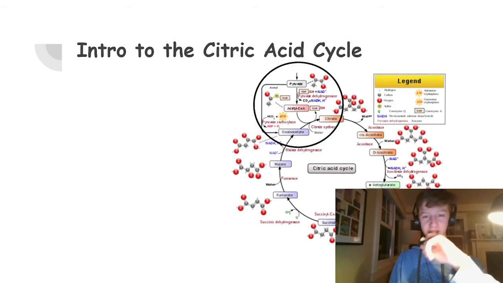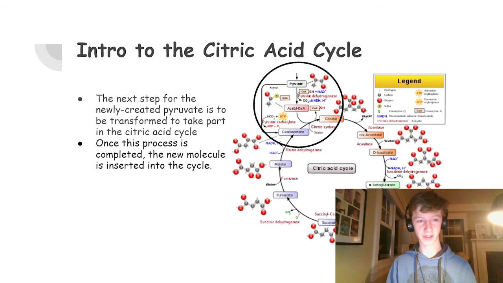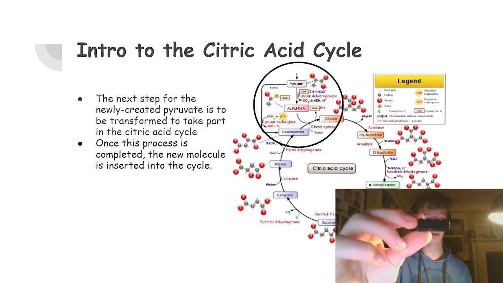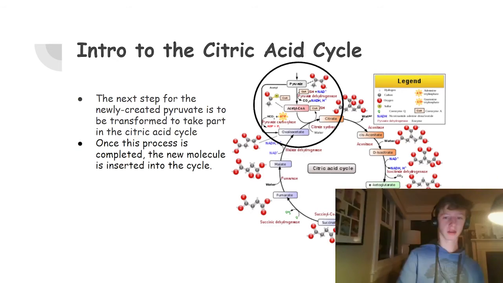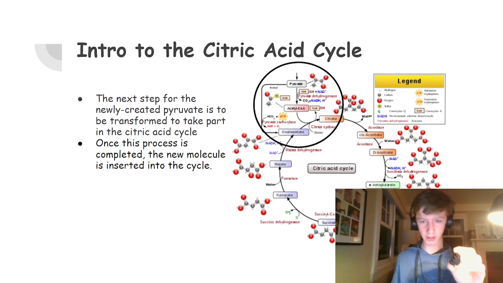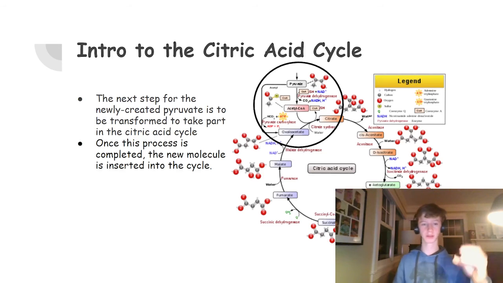And now, the intro to the citric acid cycle. The next step for the newly created pyruvate is to be transformed to take part in the citric acid cycle. And so for that, I have this handy visual aid. Everybody say, ooh. Everybody say, ah. So, now you have this pyruvate, but the cycle is very exacting. It needs the right molecules to go into it so you can oxidize all those NAD pluses.